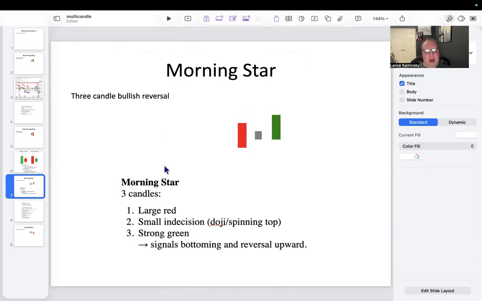You see, we have a morning star. This is a 3 candle bullish reversal. You want to have a pretty large red candle. Sellers are in control here. Then you'll see a doji type candle. Dojis are where you have a very small base and pretty large wicks.